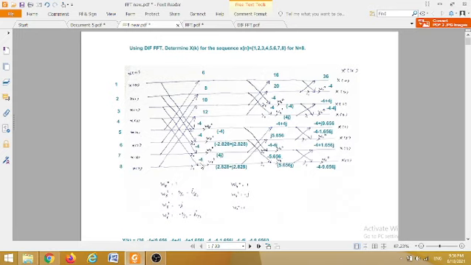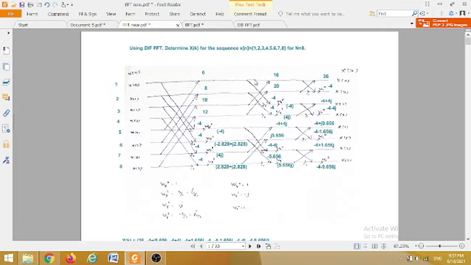Again the minus 4 is multiplied with W8 power 3. W8 power 3 is minus 1 by root 2 minus j by root 2. So already here one minus is there and here also we have a minus, so it becomes positive. So 2.828 plus j 2.828. So these product values are given as the input for the next 4-point structure. Okay, so similarly here also these values are given as the input for this 4-point structure.